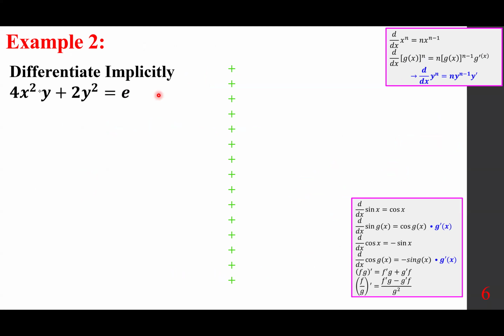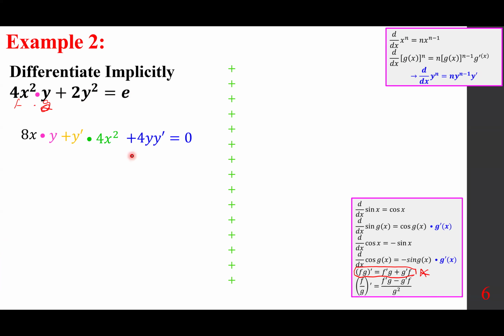Differentiate implicitly. We put a raised dot because it uses the product rule on this. Let's call it f times g. So we use the product rule on that: f prime g plus g prime f. So 8x times y plus y prime, or dy/dx, times 4x squared. 2y squared, the extended power rule, just like this one, 4y prime. Any constant, including e, results in 0.